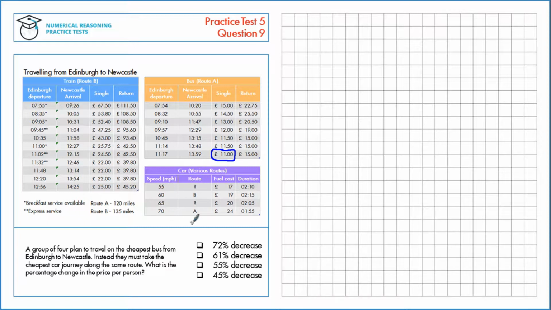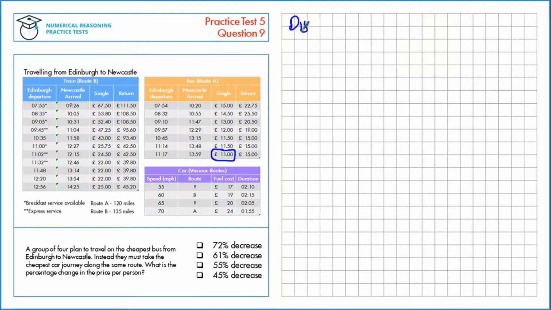Now we need to look at the car journeys, and we can see that we've got 2 car journeys where we don't know which route they took. So let's figure out which one they did take. We can compare the actual distance, if we calculated it, with the distance for route A and route B to try and figure out which one was correct. So let's calculate the distance.